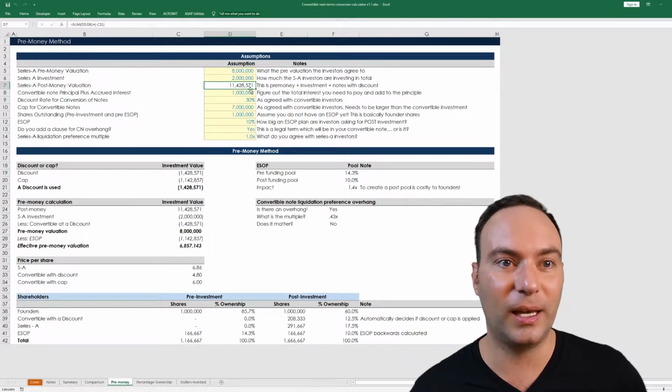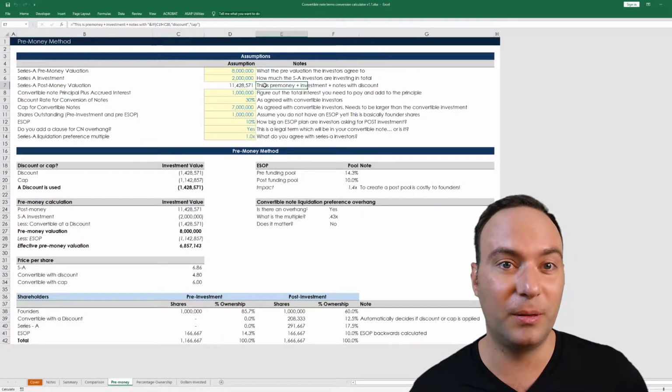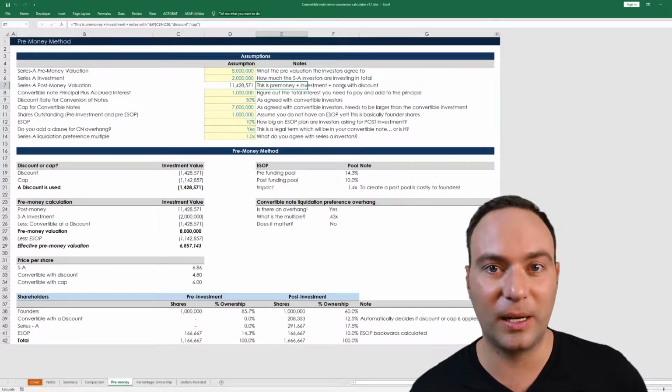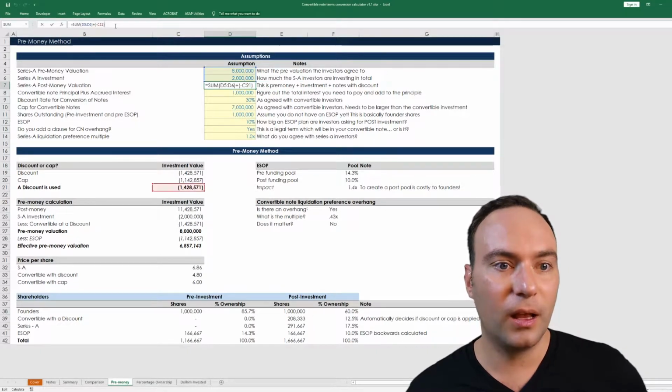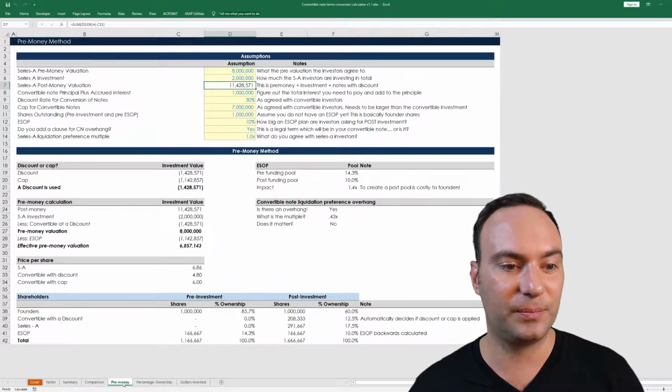So what's happening here is the most interesting thing to pick up about these convertible notes, right? Here we have the pre-money plus the investment plus the notes, assuming the discount here, which is used. So that means that your post-money valuation is much higher. What does that mean?